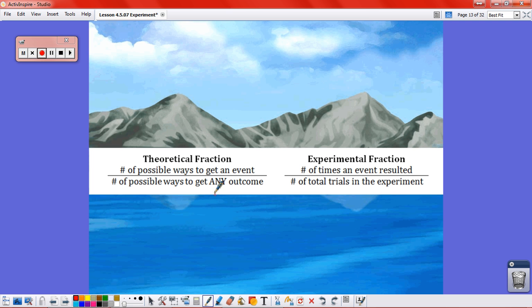Just as a reminder of how you get theoretical fractions and how you get experimental fractions. Theoretical is the number of possible ways to get an event out of the total number of possible ways to get any outcome. Experimental is the number of times an event resulted out of the total number of trials in the experiment.